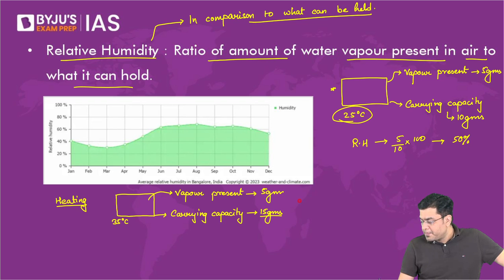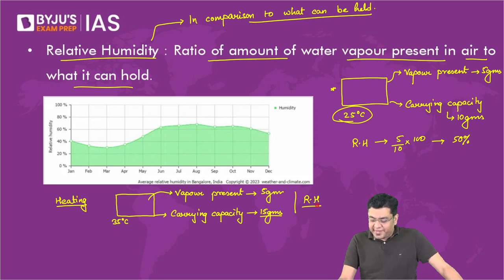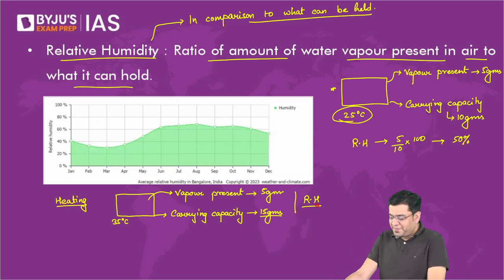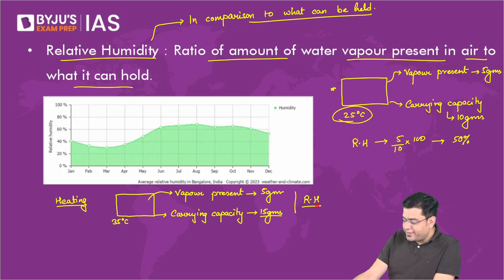Good. All the intelligent people who are going to appear for CSAT, will it be 300%? You need to get through CSAT, guys, in order to qualify for the mains examination. Yes. So it will be 5 by 15 into 100. That comes out to be 33.3%.